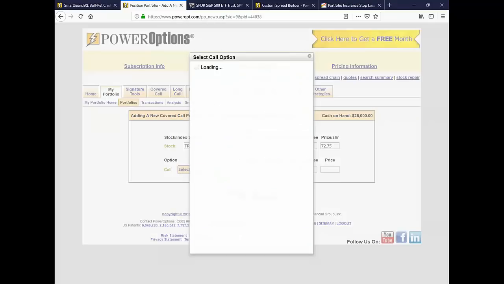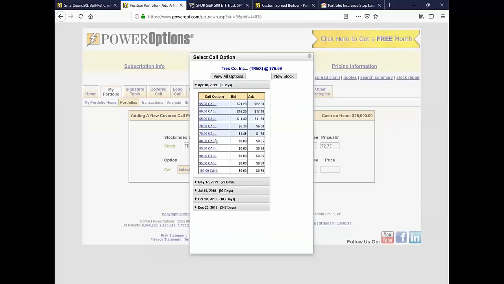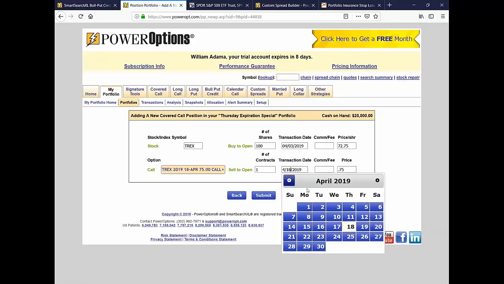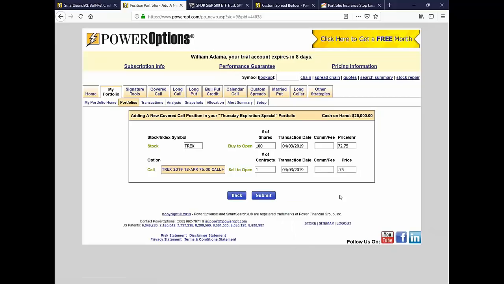At the same time, I wanted to keep the stock. I wanted to receive a dividend-like income, so I sold the 15-day out at that time, 75 call on Trex, and I said maybe we got 75 cents for it, 85 cents or so. Okay, and April 3rd. Doesn't matter, but we'll keep the date the same for simplicity.